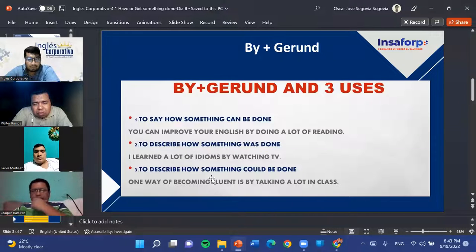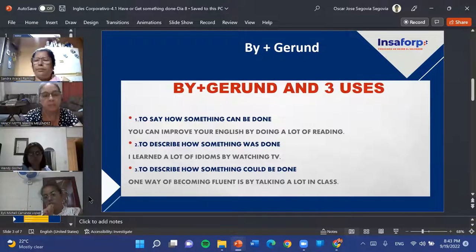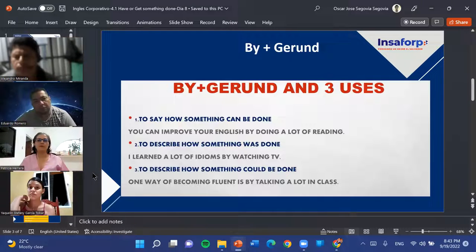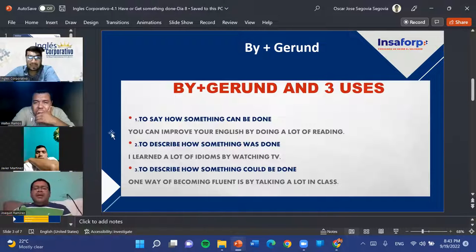And then, to describe how something could be done. Esto es acerca del futuro. One way of becoming fluent is by talking a lot in class. Así que, Jacqueline, you are going to become very fluent if you start talking a lot. Okay, so, those are some of the ways in which we can use gerunds. Eso sería en el presente, ¿sí? Como algo se hace.